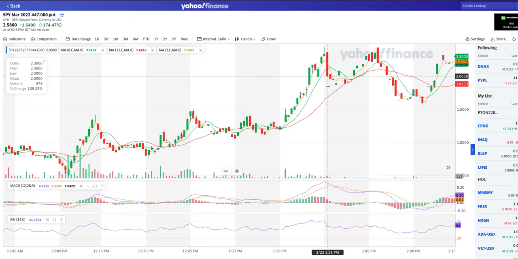And then you have this big red candle. Ooh boy, I'm out of this baby when I see this. That's a big boy right there. Not a lot of volume, but the price is dropping fast.